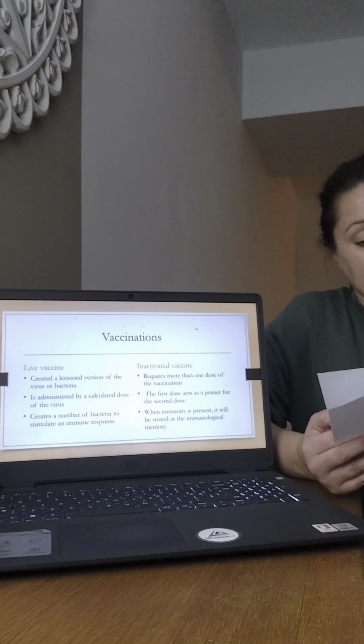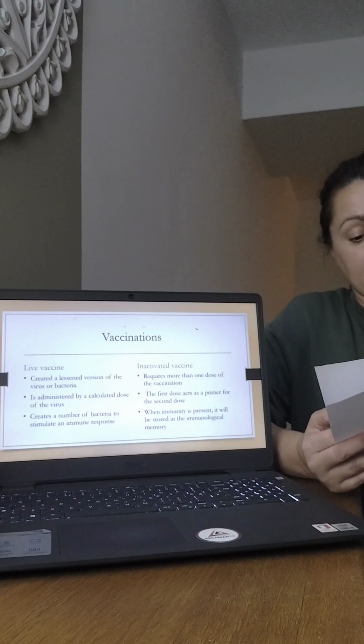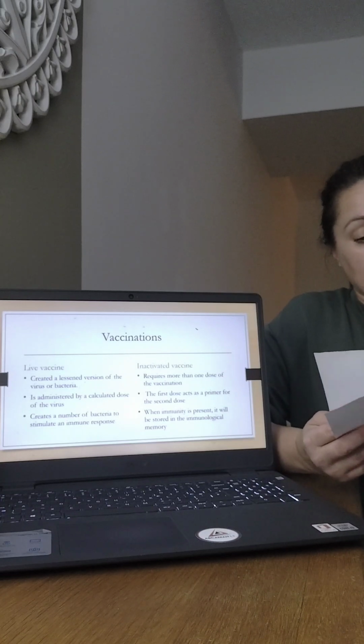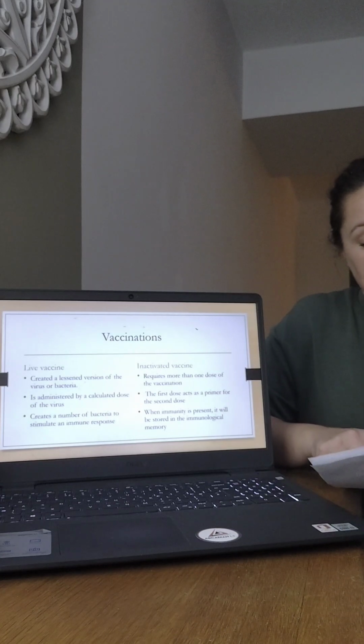Inactive vaccines require more than one dose because the first dose of the vaccine acts as a primer for the second. Once the immunity is present, it will be stored in the immunoglobulin memory for it to be used again.